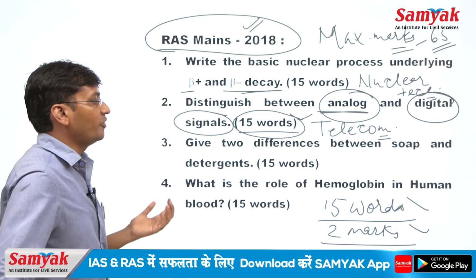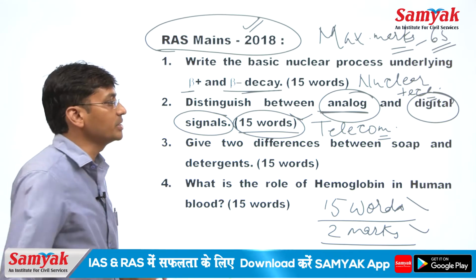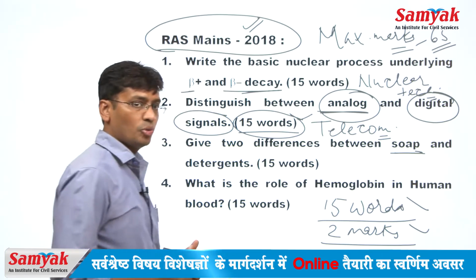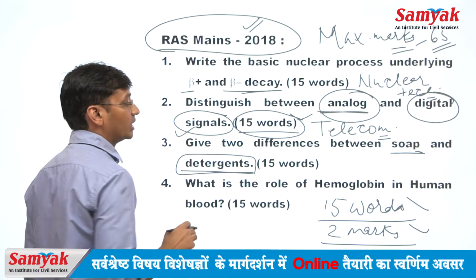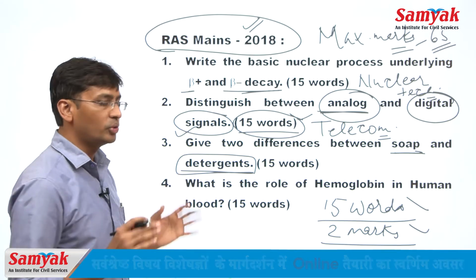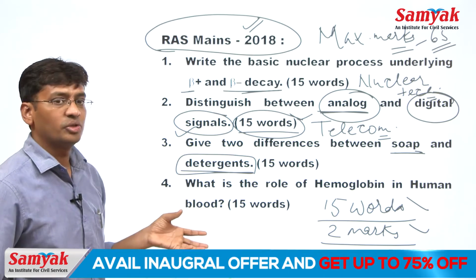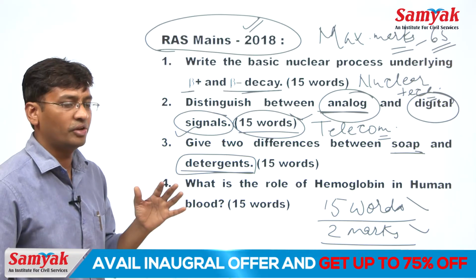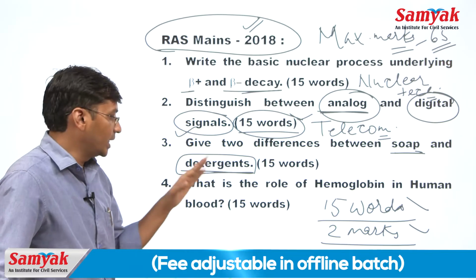Then third is, give 2 differences between soap and detergents, okay. This question is directly from the syllabus, the chapter soap and detergents, a basic chemistry chapter, and here they are asking you to give 2 differences between soap and detergents. Only 2 differences they have asked. They may ask this question in 50 words also, and there they can ask about 5 differences or 6 differences or more, okay.